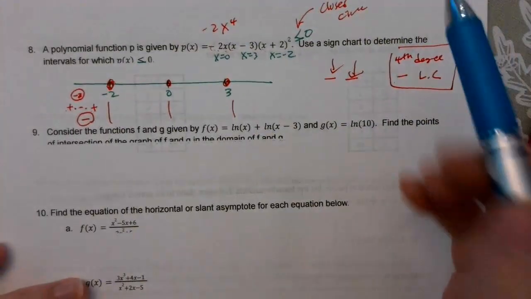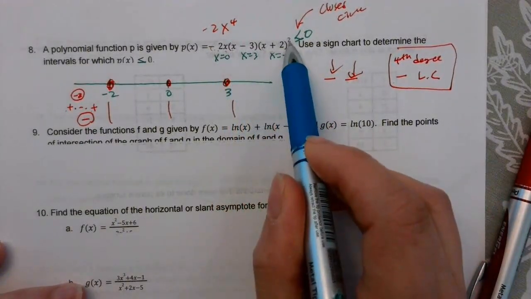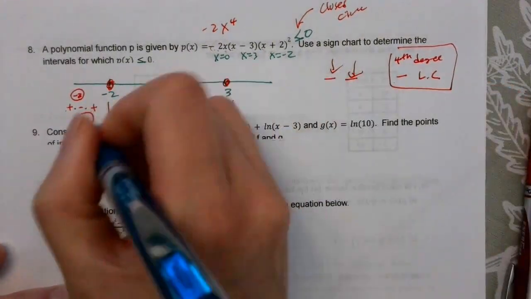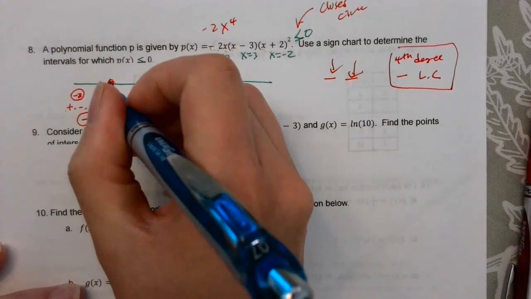And what about the zeros? Okay, at negative 2, what's the multiplicity? 2. So, watch this. I'm going to go ahead and sketch it. It starts from the down. At negative 2, multiplicity is 2. So it's going to bounce back, up, down.